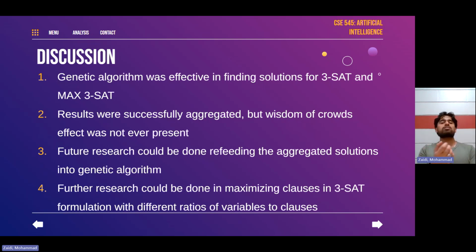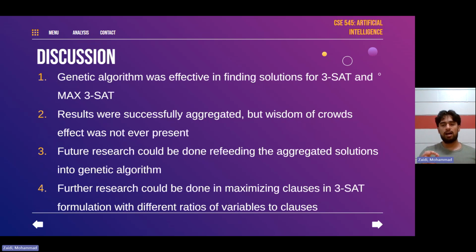That's why I suggest future research could also be done in maximizing clauses in 3 satisfiability with different ratios of variables to clauses. Here we had set the number of variables constant and varied the number of clauses. But if you have, for example, a very high number of clauses and a lower number of variables, you're constrained by those variables, and so there might not be a 3 satisfiability solution. It might not be solvable, but a max 3 satisfiability solution might improve by using the genetic algorithm combined with the wisdom of crowds. If it was more restricted with a lower variables to clauses ratio, then there would be more ability for the wisdom of crowds to shine.